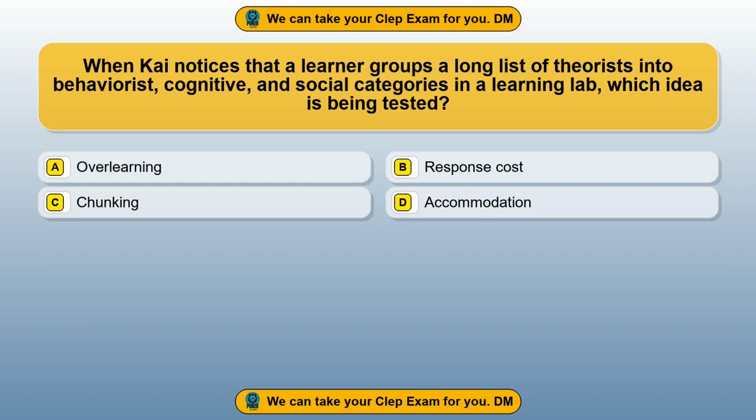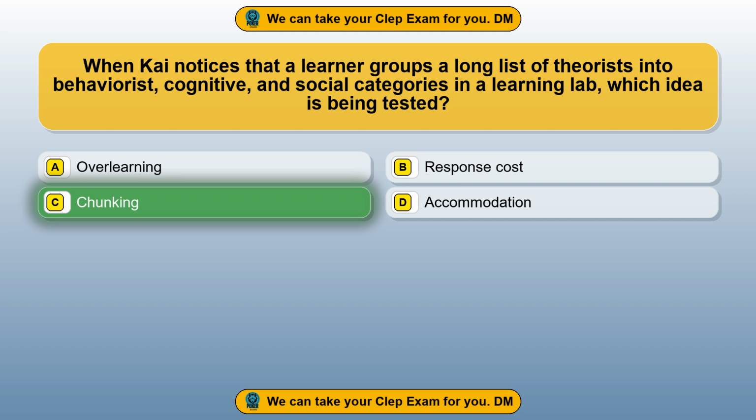Question 40. When Kai notices that a learner groups a long list of theorists into behaviorist, cognitive, and social categories in a learning lab, which idea is being tested? Option A, overlearning. Option B, response cost. Option C, chunking. Option D, accommodation. The correct answer is option C, chunking.